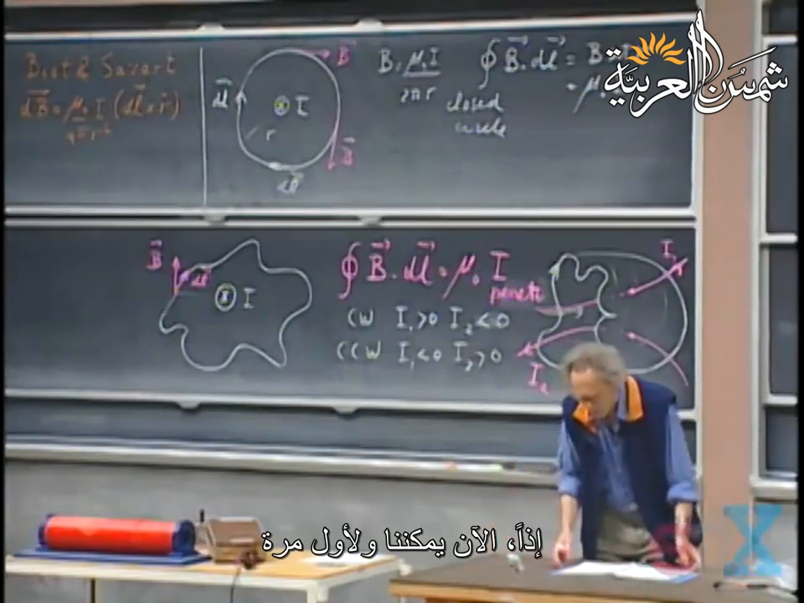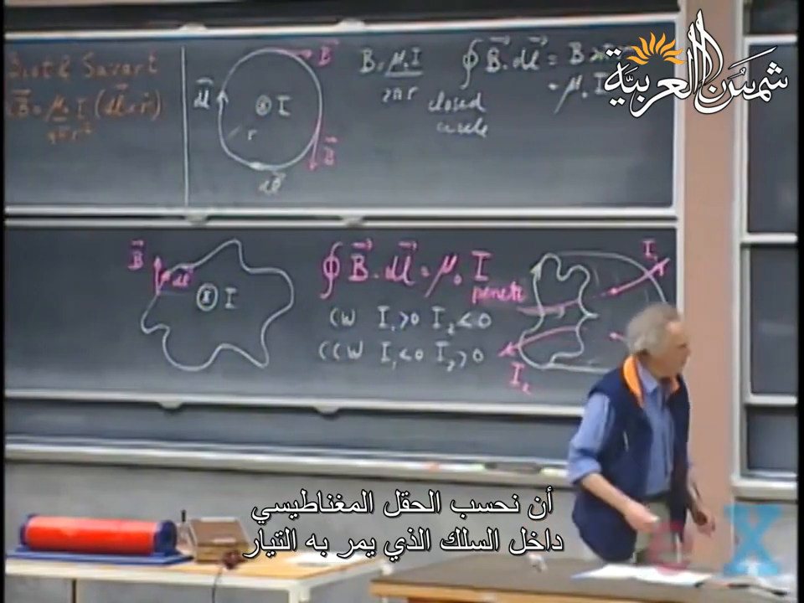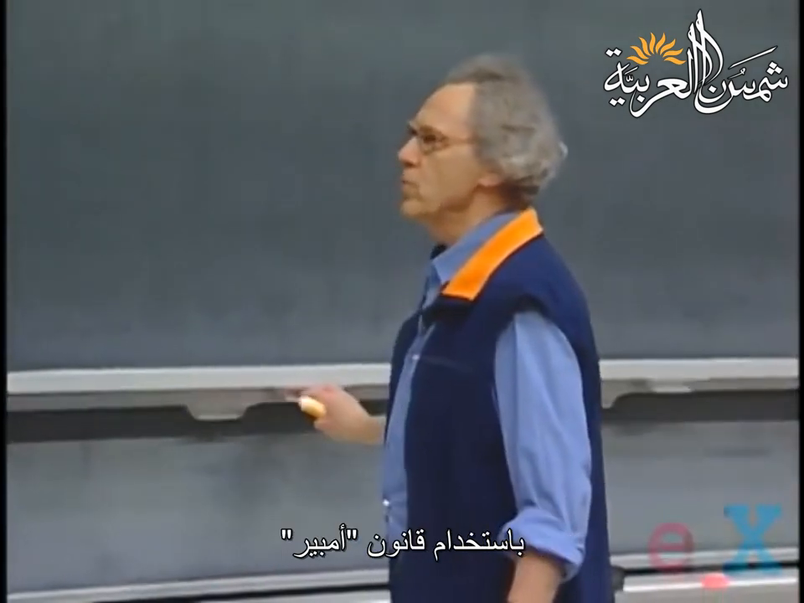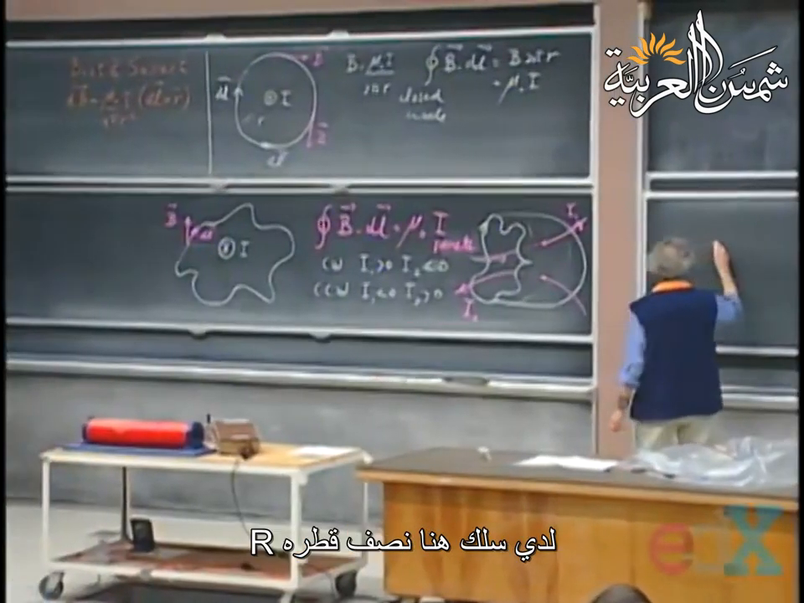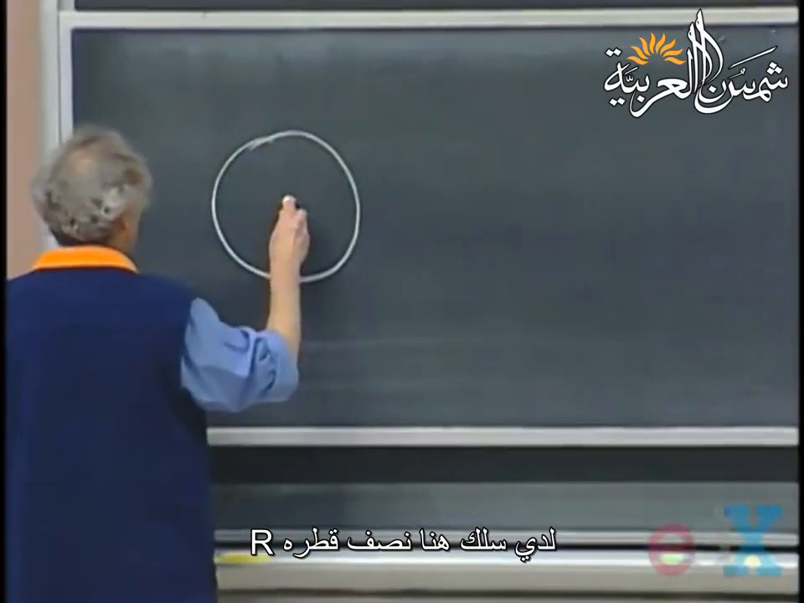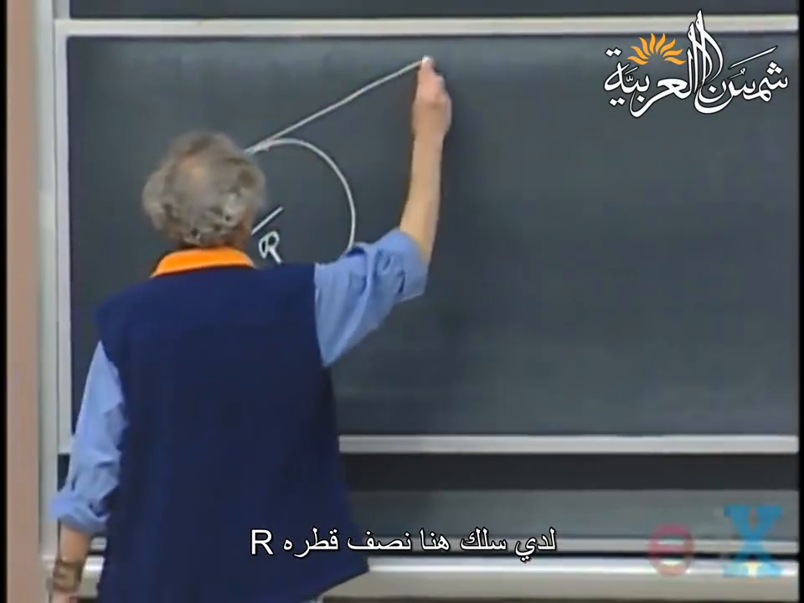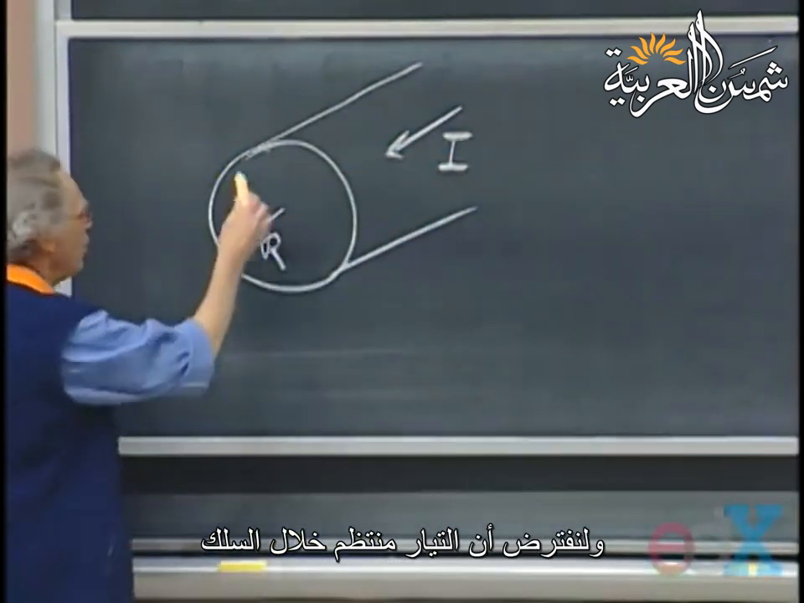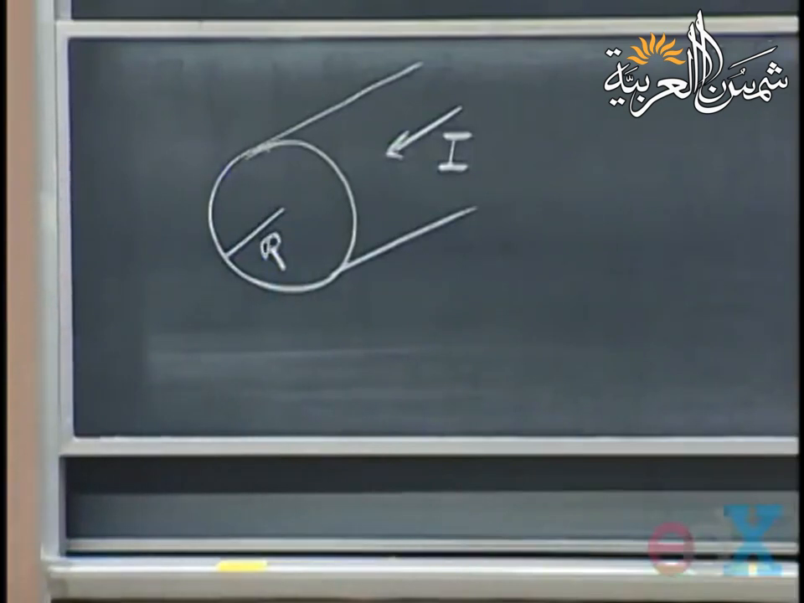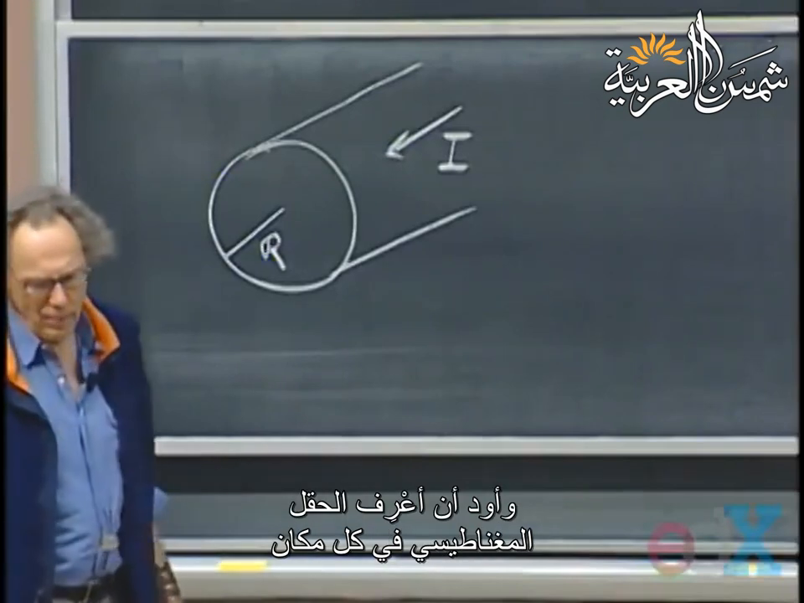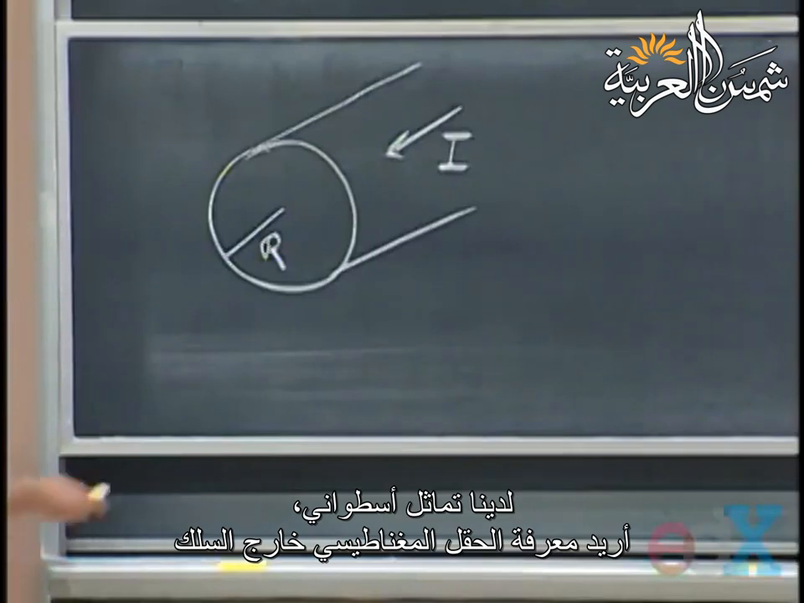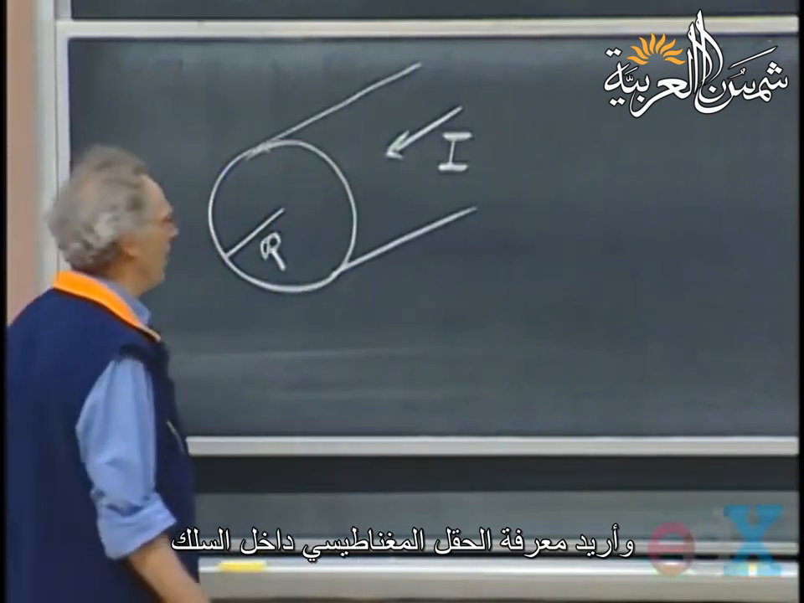So now we can, for the first time, calculate the magnetic field inside a wire that carries a current using Ampere's law. I have here a wire that has a radius capital R, and a current I is coming toward me, and let's assume that the current is uniform throughout the wire. So it has a uniform current density. And I would like to know what the magnetic field is everywhere, outside the wire and inside the wire, given the cylindrical symmetry.